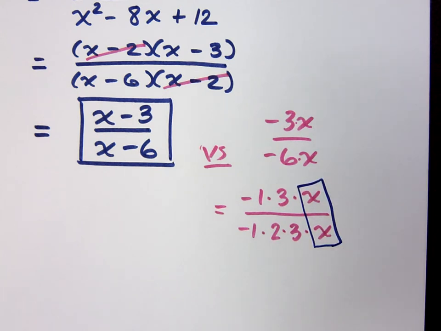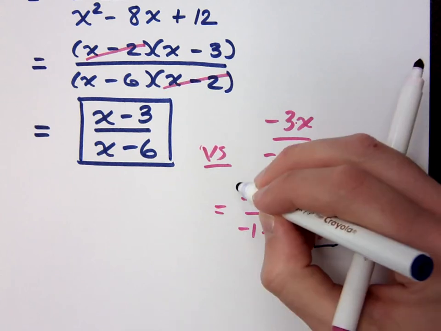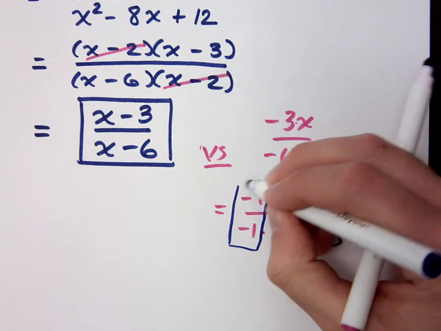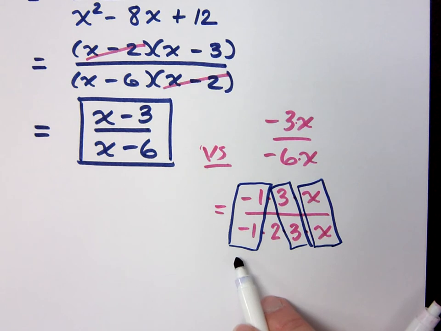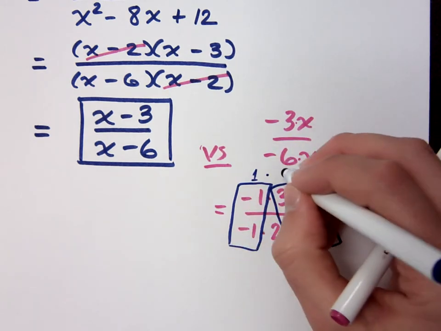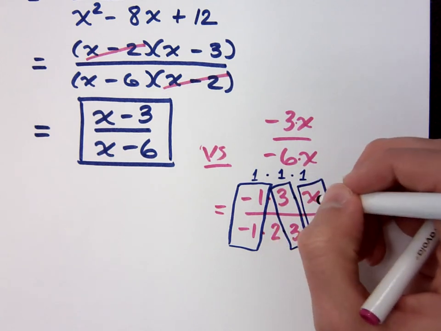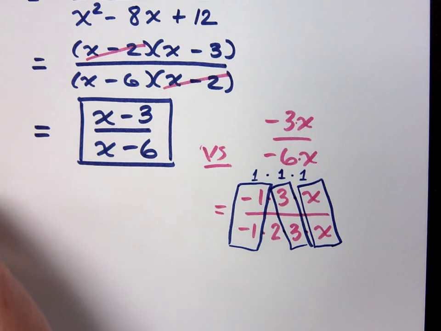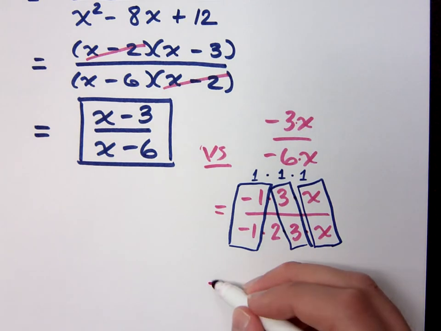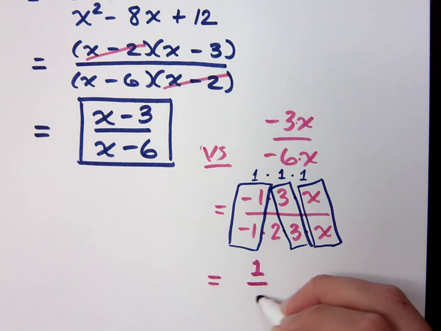So you can see here, I've got a common factor of x. I have a common factor of 3. And I have a common factor of negative 1. So what's negative 1 over negative 1? 1. What's 3 over 3? 1. What's x over x? 1, provided that x does not equal 0. So what do you have left in the numerator? 1. What's in the denominator? 2.